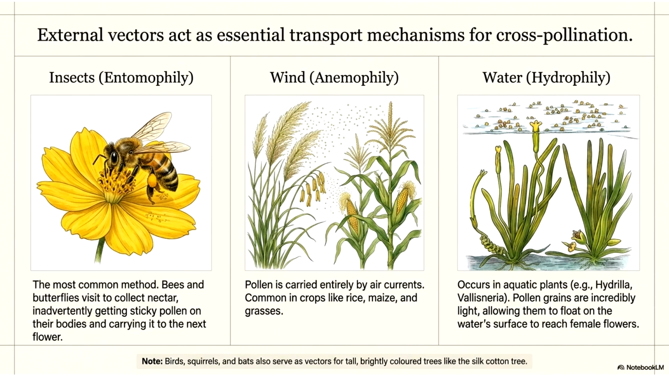Now, you can see in this slide the various agents, or vectors, which actually help in pollination. You can see the insects: here the honeybees, then butterflies and other insects, and even birds, which are very essential for cross pollination. There is wind, there is water, so all these things are shown.